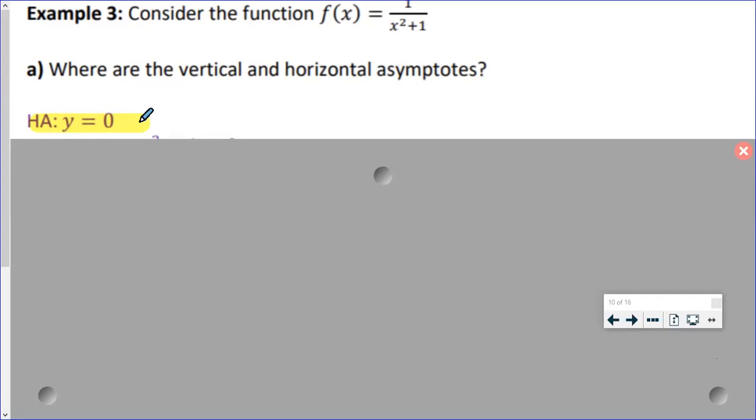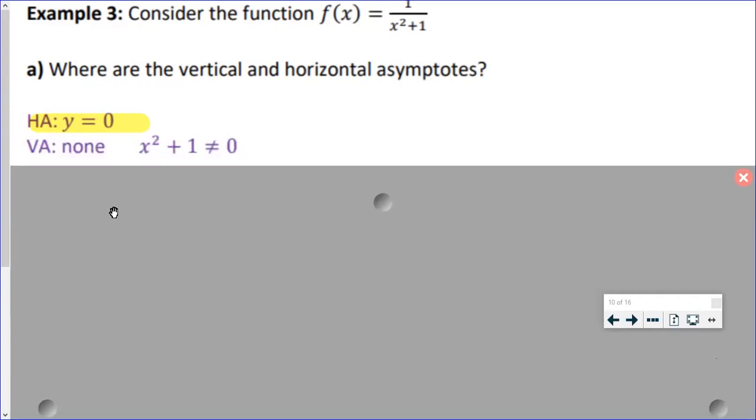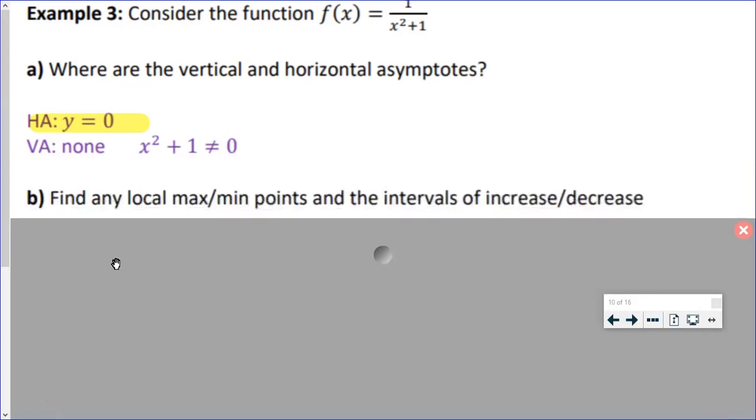For the vertical asymptote, however, we cannot factor this, and you will see if you graph this that there are no vertical asymptotes for this particular equation. So we do possibly have a continuous graph. Now, if the question is asking you for local max and min points or intervals of increase and decrease, I'm going to focus on the first derivative and the first derivative test.